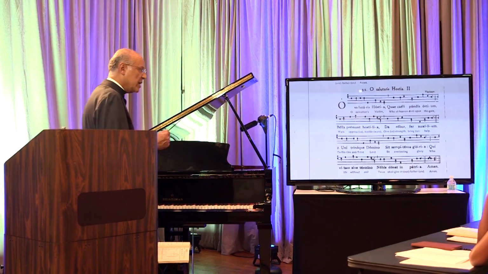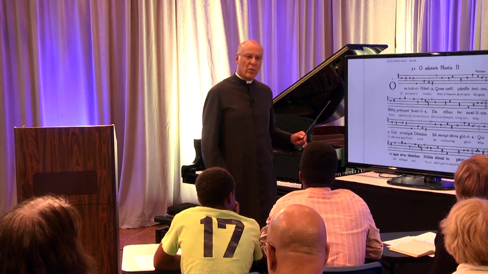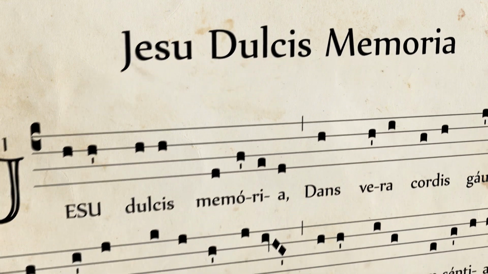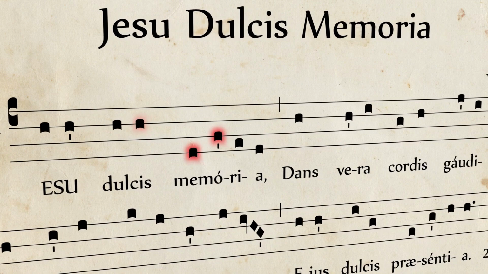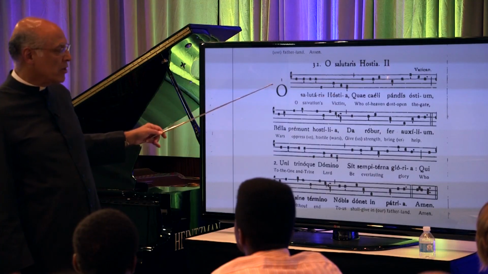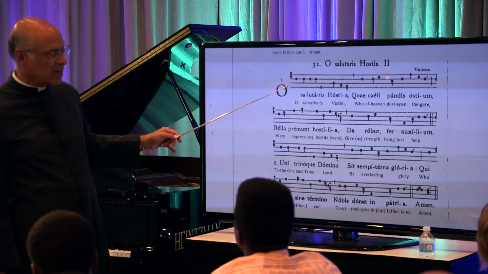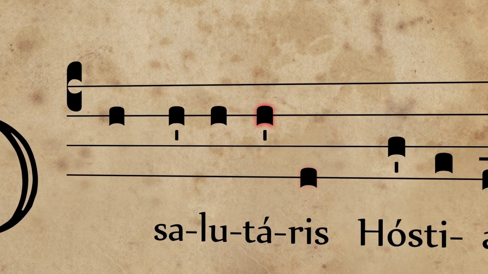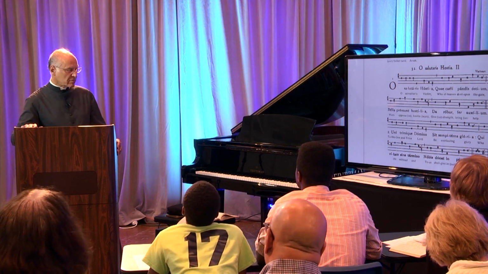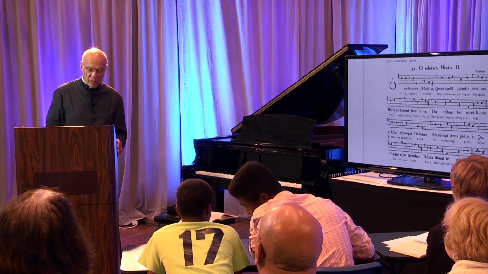The reason I wanted this piece is because it may be familiar to you. We also sing the same melody to the text Jesu dulcis memoria. Jesu dulcis memoria, dans vera cordis gaudia. But I would think you'd know more from this text. O salutaris ostia. A common example, I think, of a Dorian piece that you may know would be the Kyrie of Mass 11. So if we take the book, we'll need to find a page.